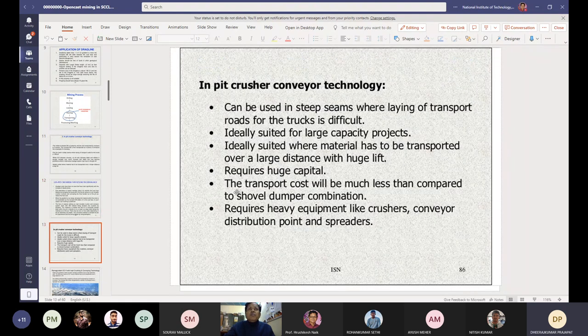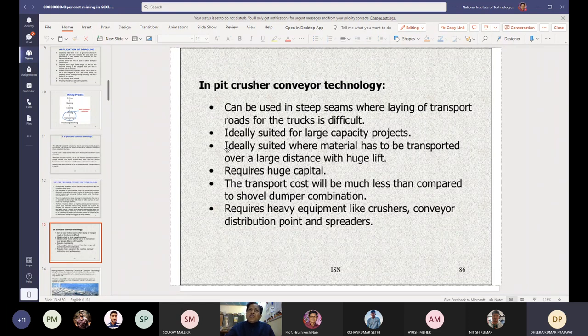The in-pit crushing and conveying technology can be used in steep seams where laying transport roads for the trucks is very, very difficult. If the coal seam is very steep, the haul roads will be very steep and you cannot go for a truck haulage system. Therefore, in-pit crushing technology is to be adopted, which is ideally suitable for large capacity projects. If the project is very big, with a lot of coal reserve, and the life of the mine is also large, then this technology can be suitably applied in the project.